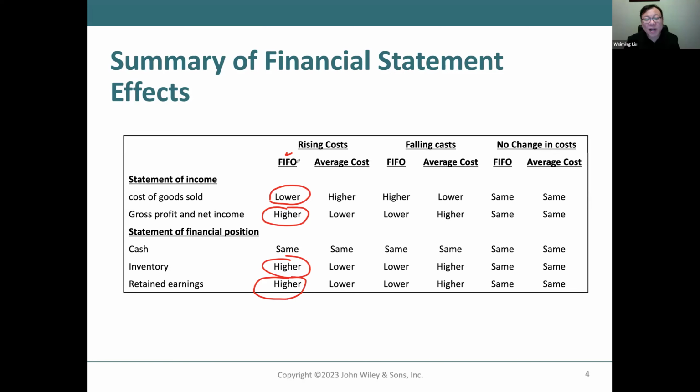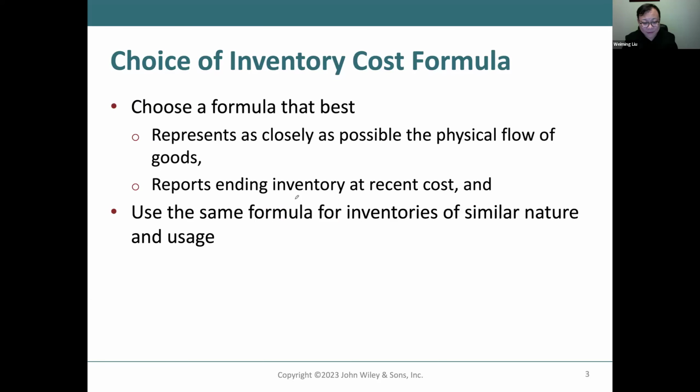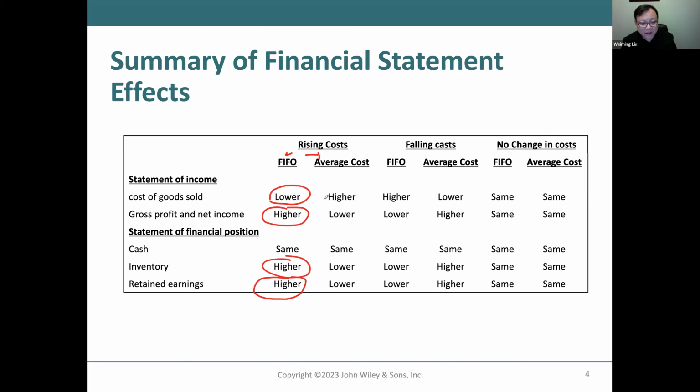Because you are comparing with average cost, the answer would be the opposite. If it's higher for one, it will be lower for the other, because you are comparing the two. So this is a rising cost economic environment.